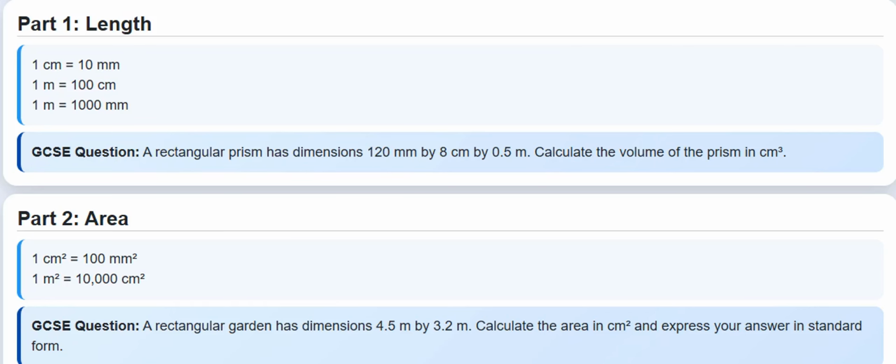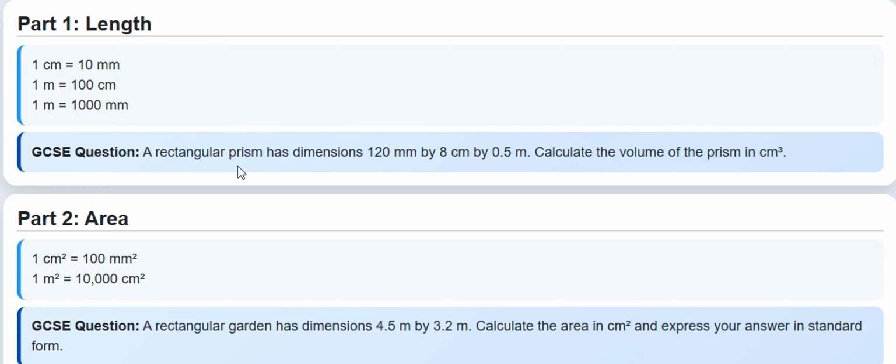So can we start with units relating to length? In this case, we say 1 centimeter is made of 10 millimeters, and 1 meter is equivalent to 100 centimeters. And then 1 meter is also equivalent to 1000 millimeters. So, with that knowledge, can we try an example?